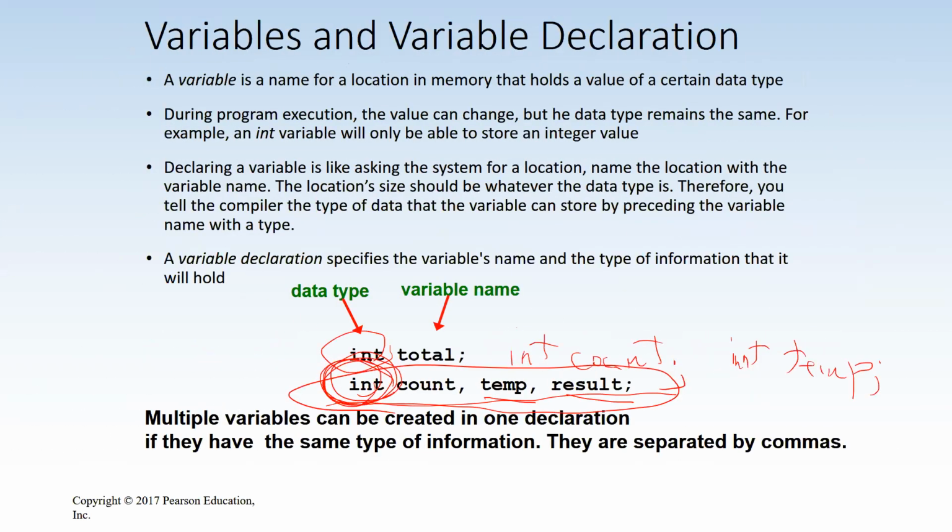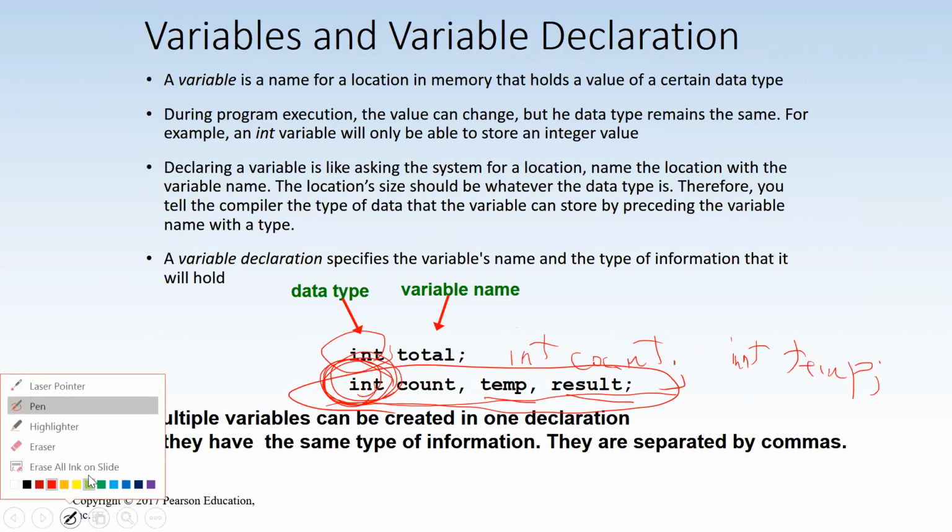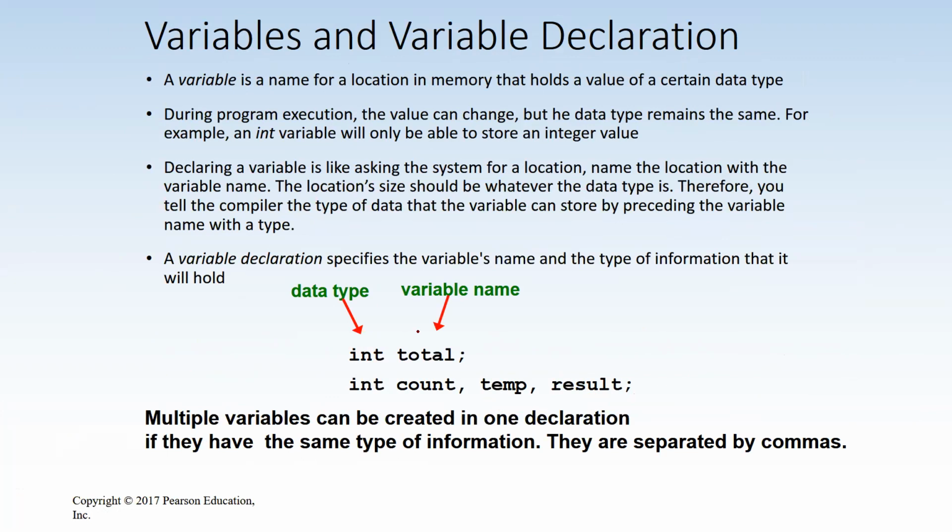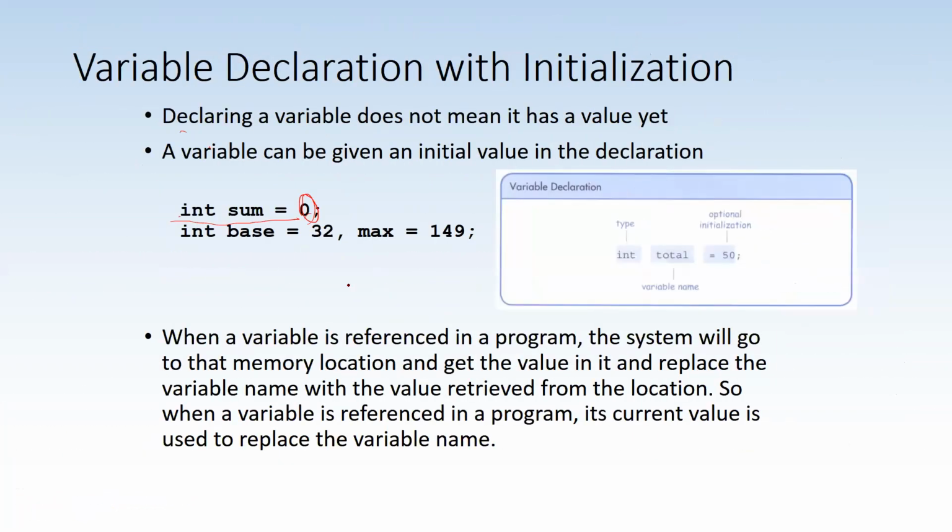Here, it's only declaring the variable. You're only asking for a location and specifying the type. You don't have a value yet. Here, you have a value. That's the difference, okay? And this is, again, the same data type, so you can do it in one line. Any questions, everybody? This is declaring the variable. This is initializing it. You're giving it the value, okay?